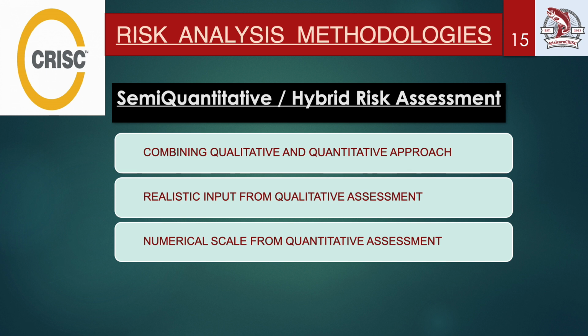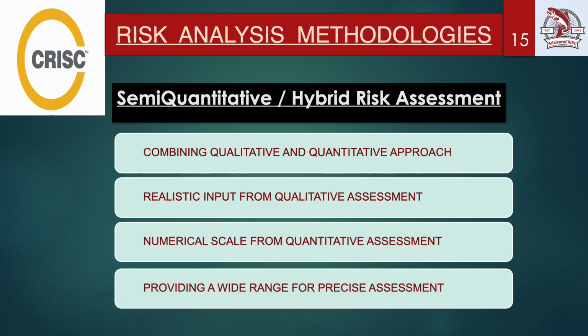Next, providing a wide range for precise assessment. Friends, the objective is to create a scale with a broad enough range to allow for a more precise risk assessment. For instance, a scale could range from 0 to 100. So this enables finer differentiation between the different levels of risk severity. Right? A risk score of 85 might indicate a high level of risk compared to a score of 40.